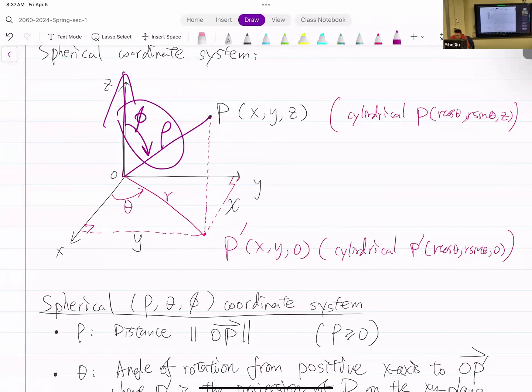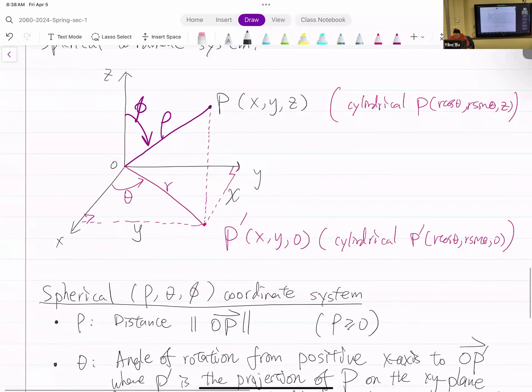Okay? Because by the nature of this projection, if you think about it, you have this point P right here. So if you want to do the rotation from the z-axis to this OP direction, this angle of rotation is always between 0 and pi. Okay? So you don't really have as large a range as theta. So that's something we need to notice.